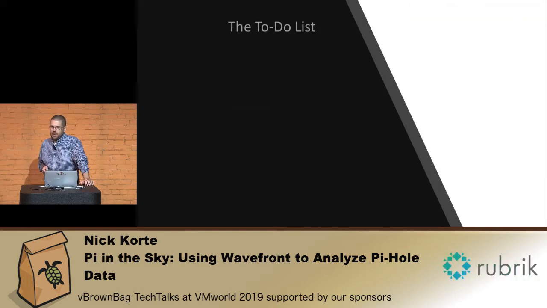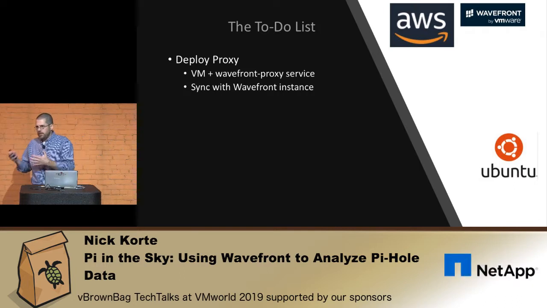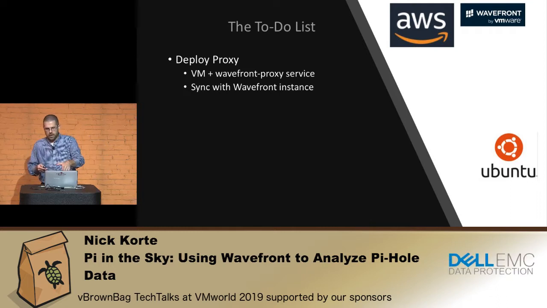Here's my to-do list. The first thing I did was deploy the proxy. I deployed a Ubuntu VM in EC2. That's not too bad. Had to set up the security rules so I could access it from my house. I had to install the Wavefront proxy service, which is a simple app to get in Ubuntu. I also had to synchronize it with the Wavefront instance I was using. So that's 3 different places I had to go already.